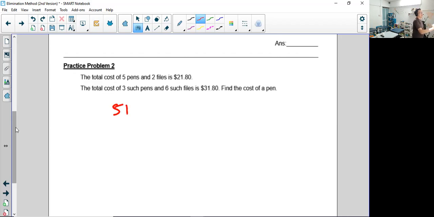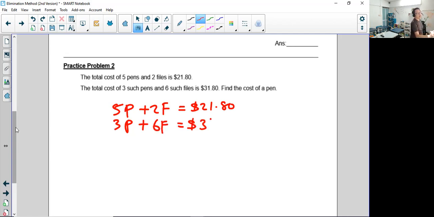The total cost of 5 pens and 2 files is $21.80. So we are going to use that efficient, faster way of doing. And then the total cost of 3 pens and 6 files is $31.80. So we are supposed to find the cost of 1 pen.